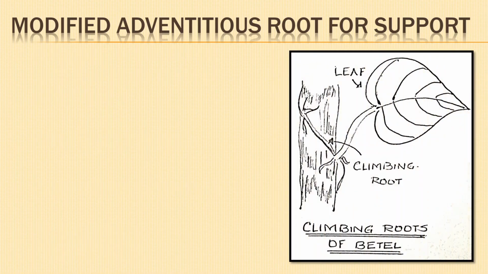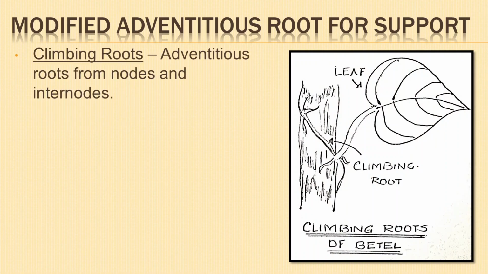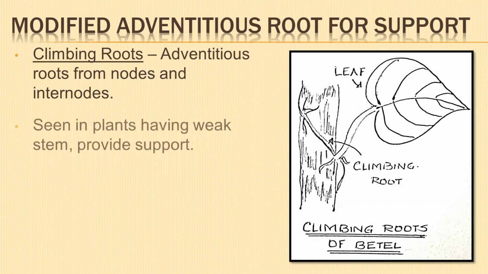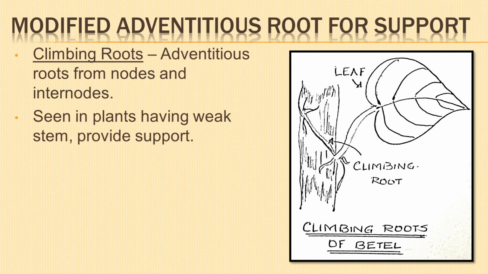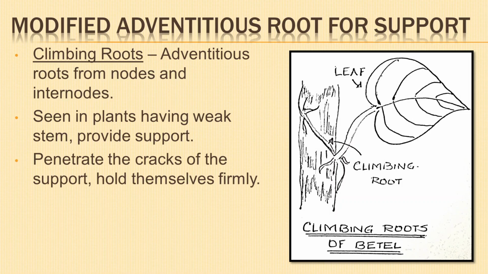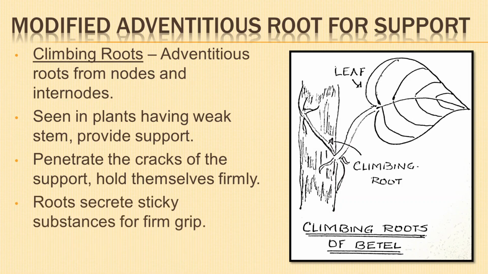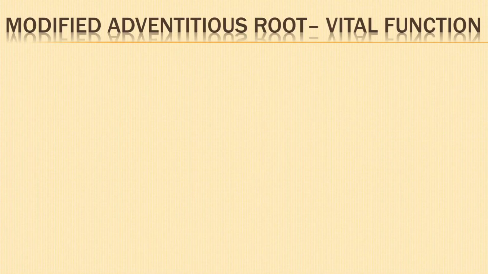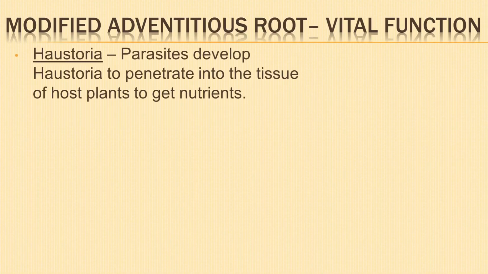Climbing roots or clinging roots. They are adventitious roots that arise from the nodes and internodes in plants having weak stem in order to provide support. They penetrate the cracks of the support and get curved, swollen to hold themselves firmly. The roots also secrete a kind of sticky substance to ensure a firm grip, as seen in pepper and betel vine. Next are the modification of roots for vital functions.